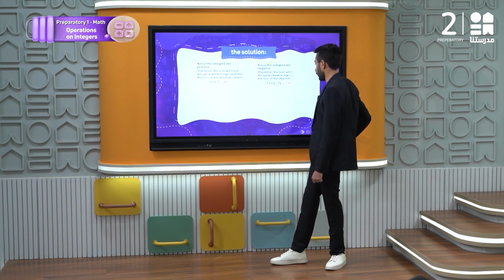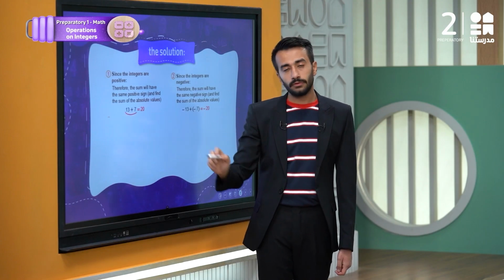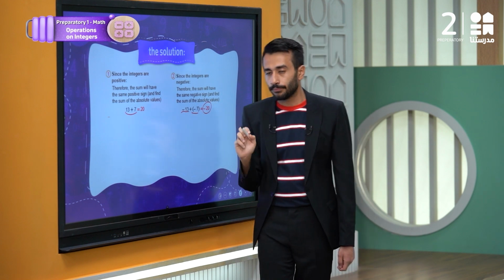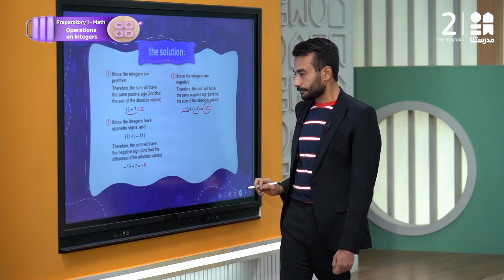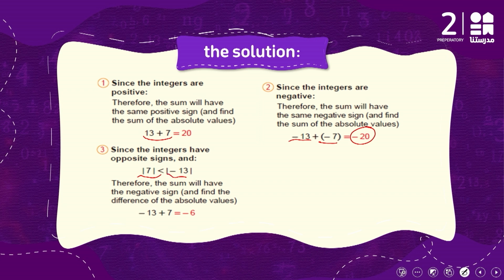Now this will help us to find the answer of these questions. As you remember, 13 plus 7, it's 20. Negative 13 and negative 7, so it's negative 20. Question number 3, we have 7 and negative 13, and the question was negative 13 plus 7. So we move to the left direction more than the positive one. Again, we move the negative direction more than the positive one. So the answer must be negative. And subtract them as they have different signs.